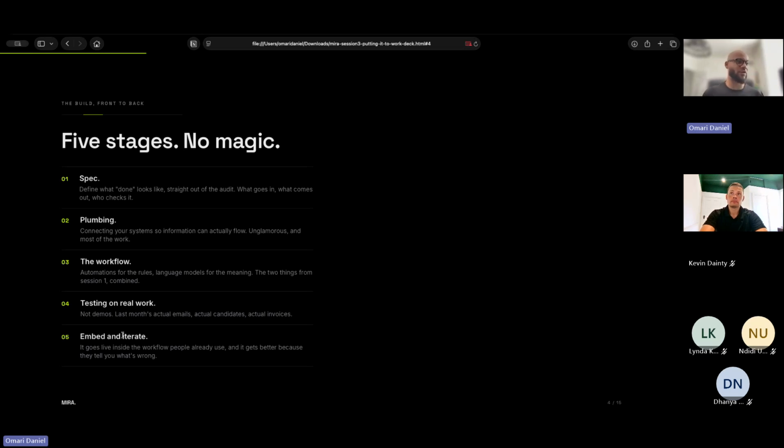And then embed and iterate. So the system goes live inside the workflow people already use, and it gets better because they tell you what's wrong. This is a reciprocal feedback loop that I would encourage teams to have an understanding of. When you're building these systems, feedback from the people using it day to day is super important. Changes can then be built into the system. Edge cases can be solved for. It goes hand in glove with the test phase. It's ongoing. And I think another point of tolerance that should be baked into any planning phase when it comes to building these systems is that these things are growing, evolving, ongoing, and it is new technology.